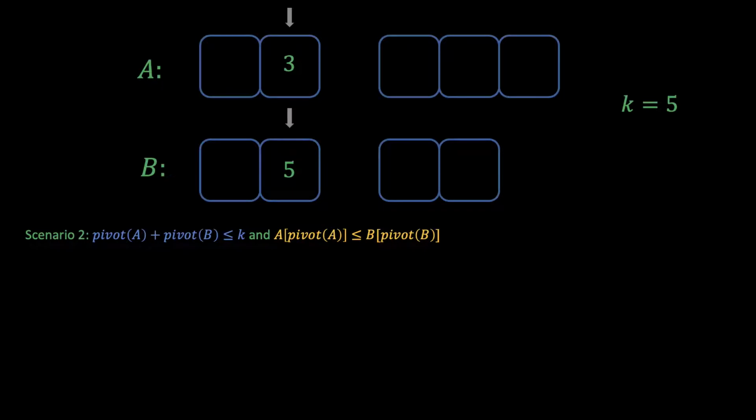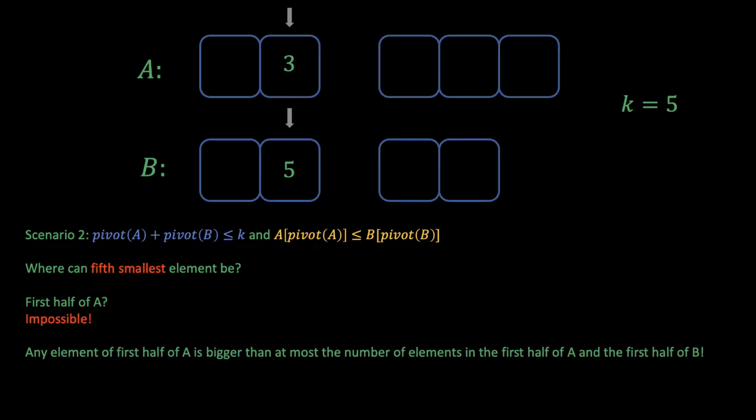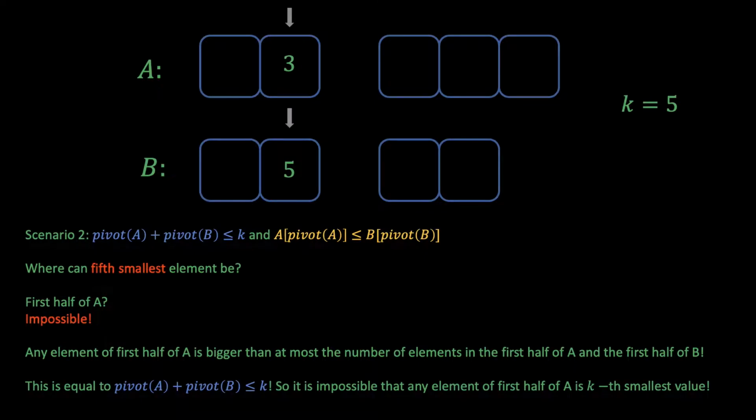Now, where could we find the fifth smallest element in this input? Can we find the fifth smallest element in the first half of A? If you think for a few minutes, I'm sure you'll see that it's impossible. Any element of A is bigger than at most pivot of A plus pivot of B elements, which is at most k in this case. So it's impossible that any element in the first half to be greater than k elements, since there are simply not enough elements in the first half of A and B combined.